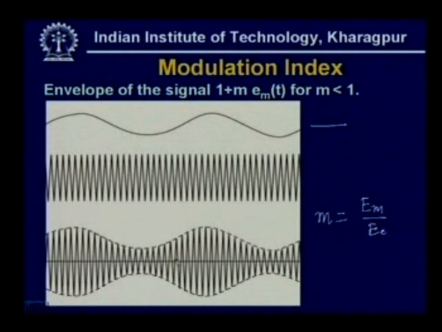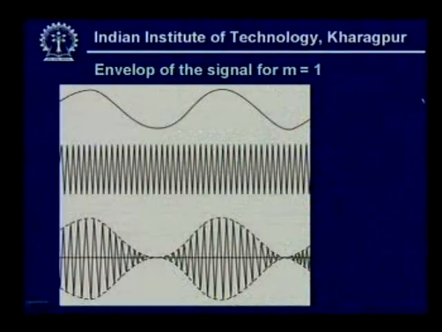Now this kind of waveform you get whenever the value of M is less than 1. That means the maximum amplitude of the modulating signal is less than the maximum amplitude of the carrier. Then we get a waveform like this. Now let us see what happens whenever you increase the modulation index. As you increase the modulation index, or the value of M, as you can see here, the value of E_m has been increased compared to the previous diagram. So here what has been done, E_m has been made equal to E_c.